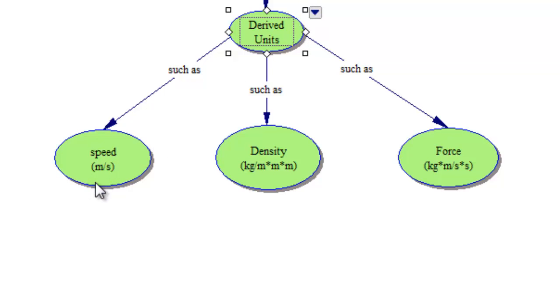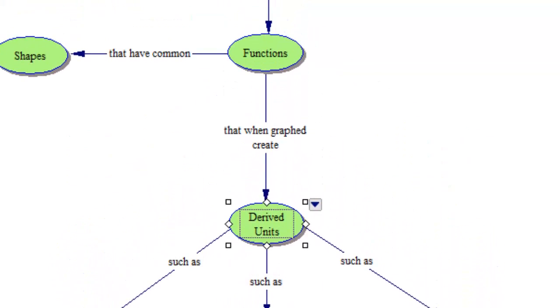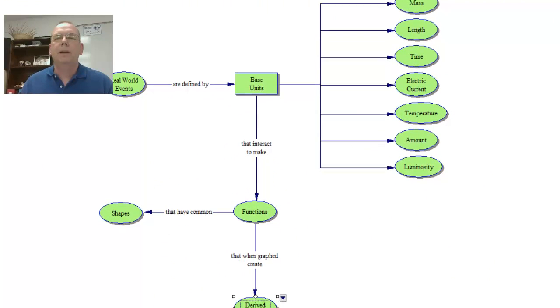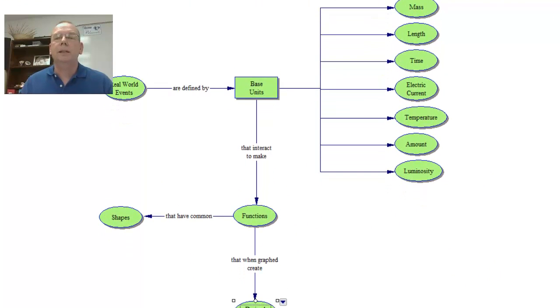So a function could be between length and time, so speed is meters per second. And density is some relationship between mass and volume. Force is some relationship between mass and acceleration. And so we get derived units from that. And I hope the point of this is to just let you know where things are coming from. And if you know where they're coming from and how we're getting this stuff, maybe it's less scary.